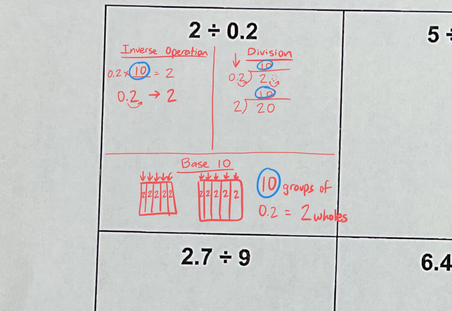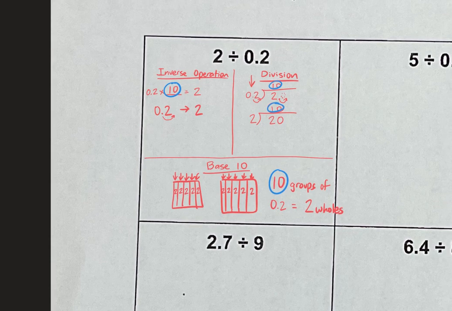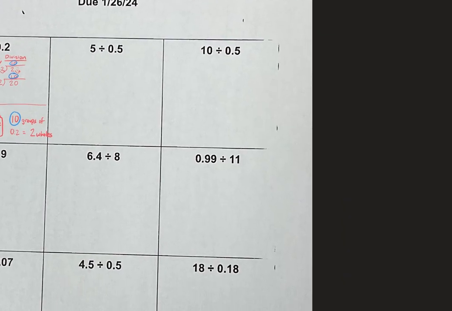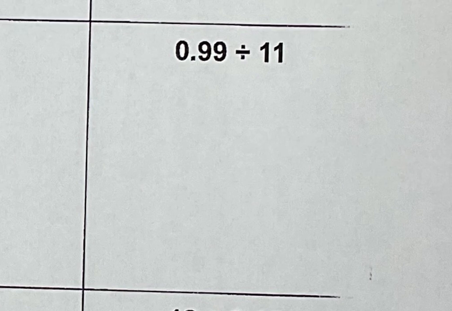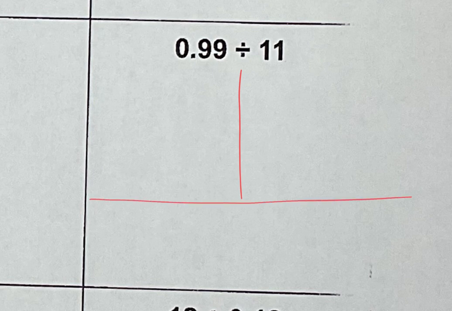Okay, so now that we've kind of explored the 3 different ways, let's try one more. Let's try the problem of 99 hundredths divided by 11. So again, I'm going to split up my working area into 3 pieces.